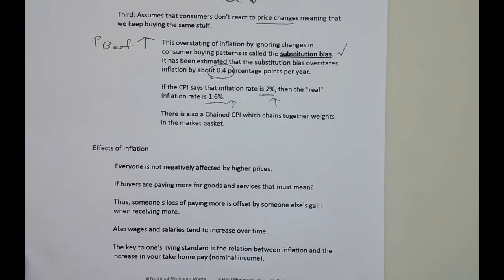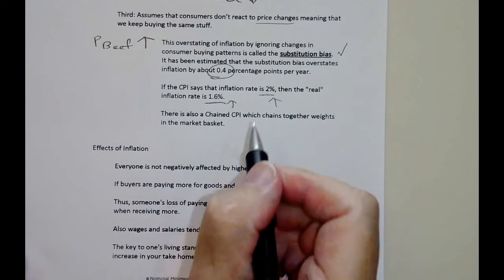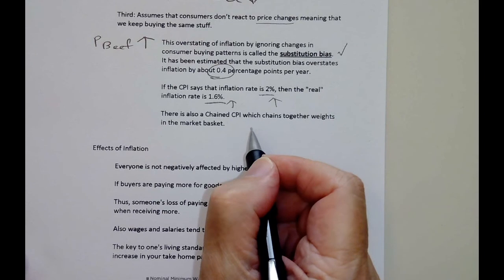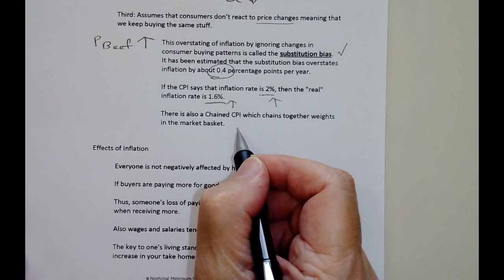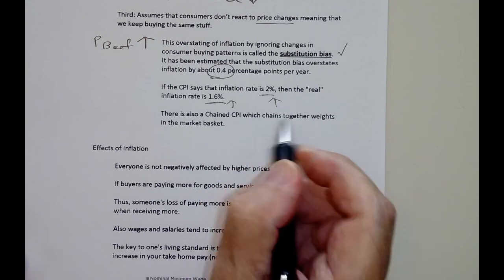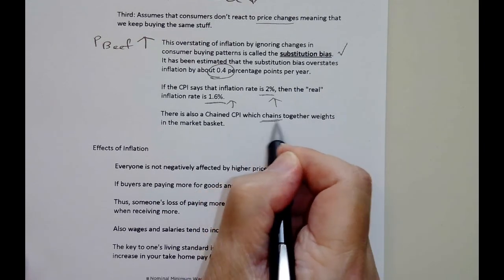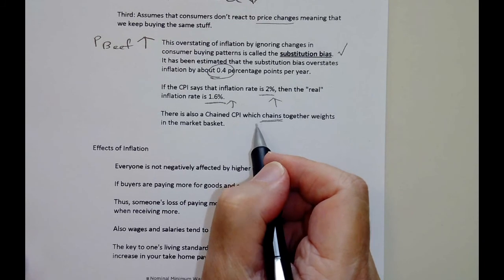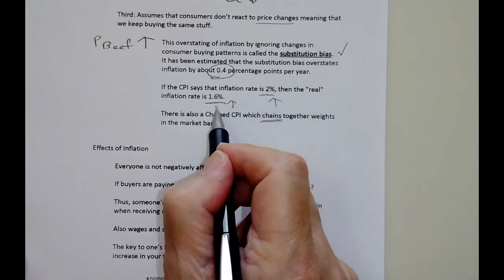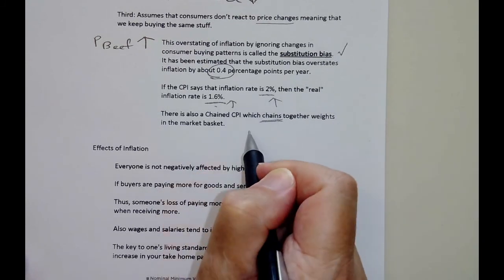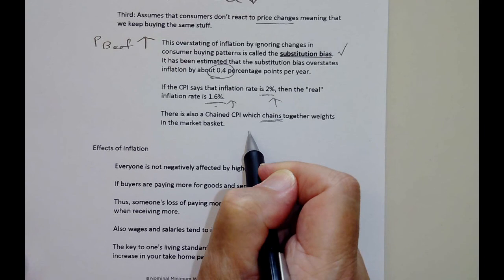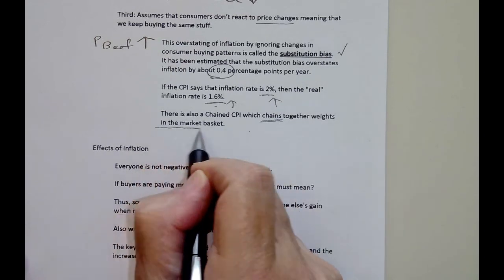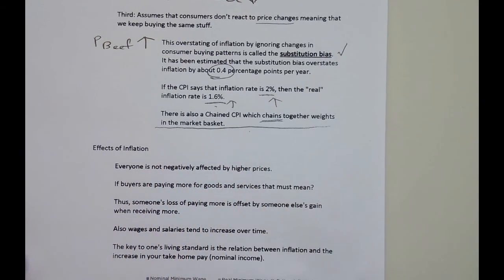Now, one way to do this is to change the market basket each year and then chain them together, like we've been chaining things like the GDP deflator together. This has been quite controversial, because this would lower the inflation rate, maybe from 2 to 1.6%. And senior citizens don't like that because they understand this would lower their Social Security benefits. And so they've been fighting going toward a chain method for the CPI for a long time.